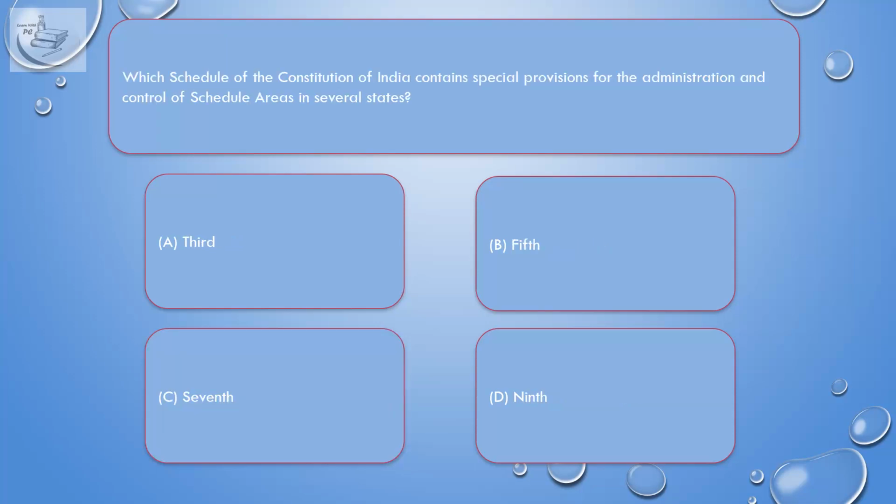Correct answer is C. State list. Question: which schedule of the Constitution of India contains special provisions for the administration and control of scheduled areas in several states? A. 3rd. B. 5th. C. 7th. D. 9th.